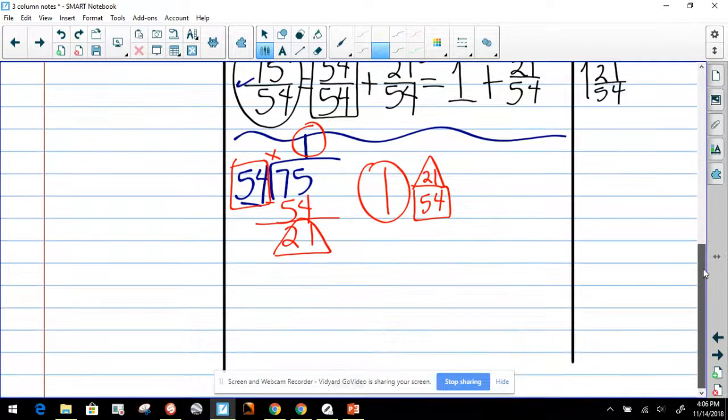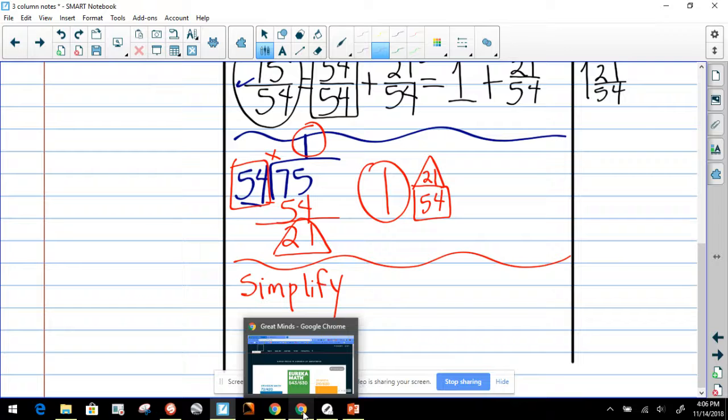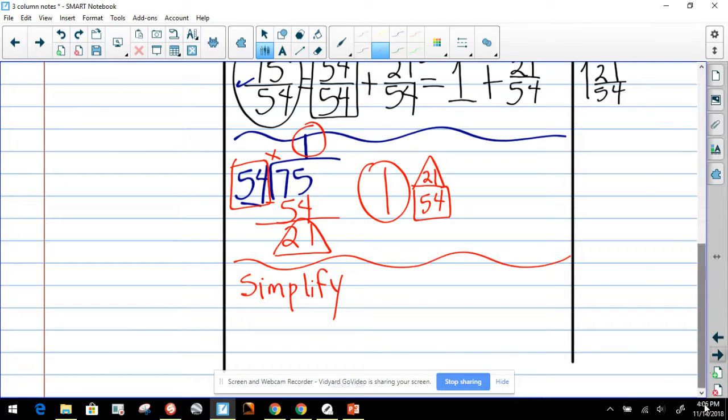Now, here's our next step. Our next step is to see if we can simplify. So I'm going to write simplify. Okay? So let's look at the number. Let's see if there is any simplification. So we're going to look at the number 1 and 21 54ths. And how do you simplify? Well, one way to simplify it is when you can see if they have a common number that they can be divided by.